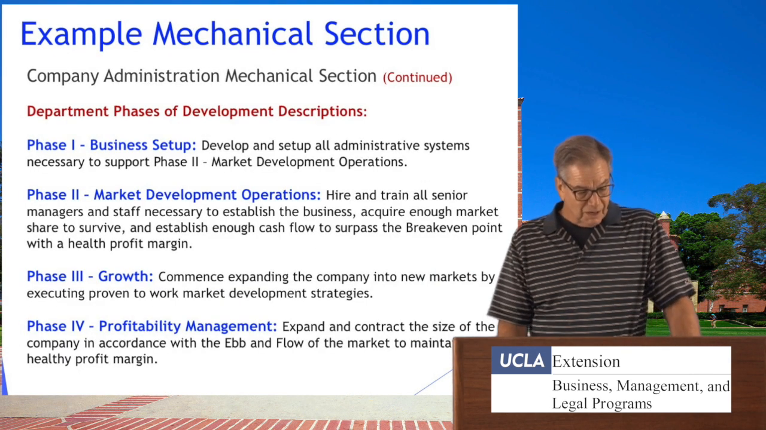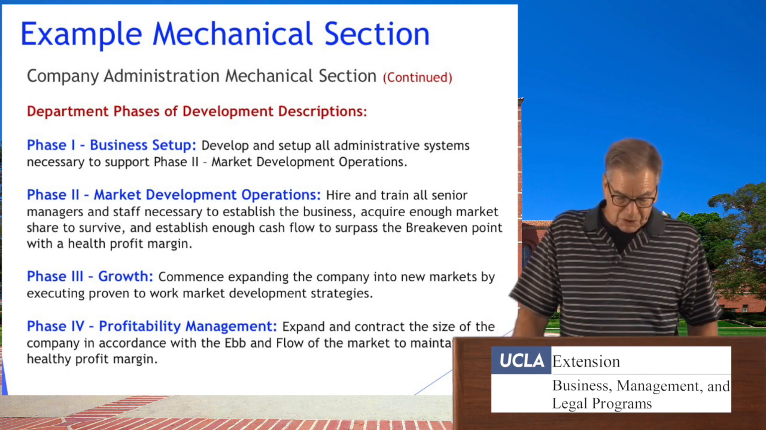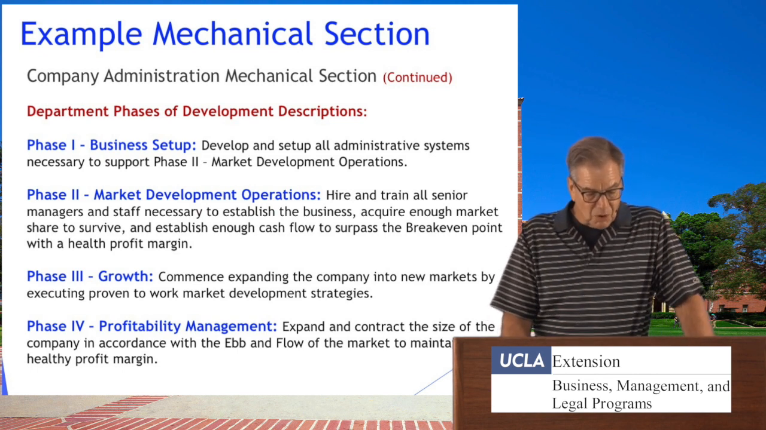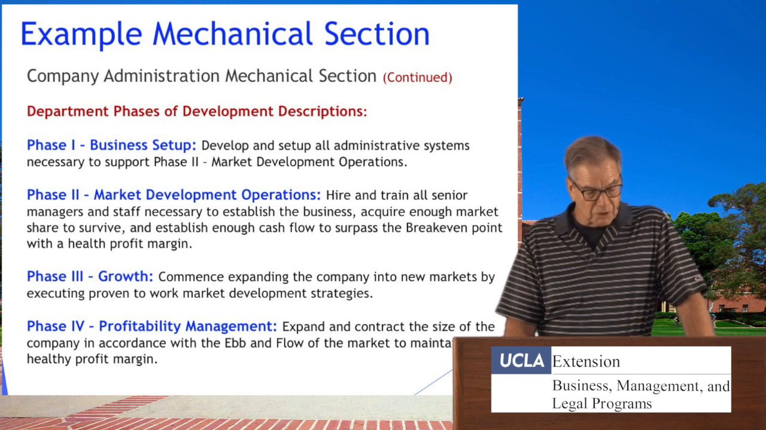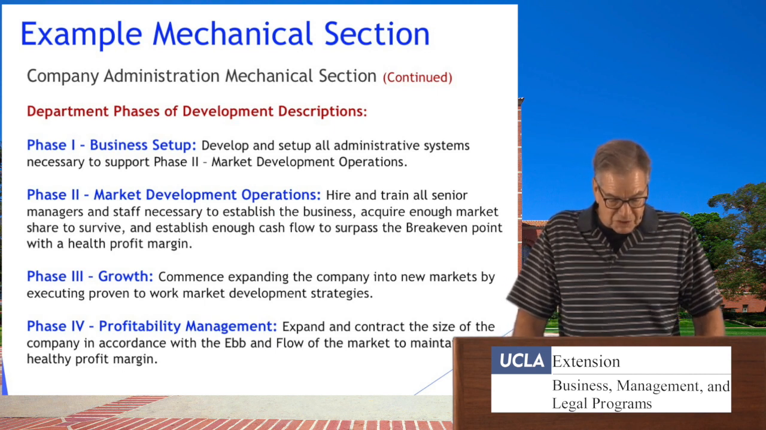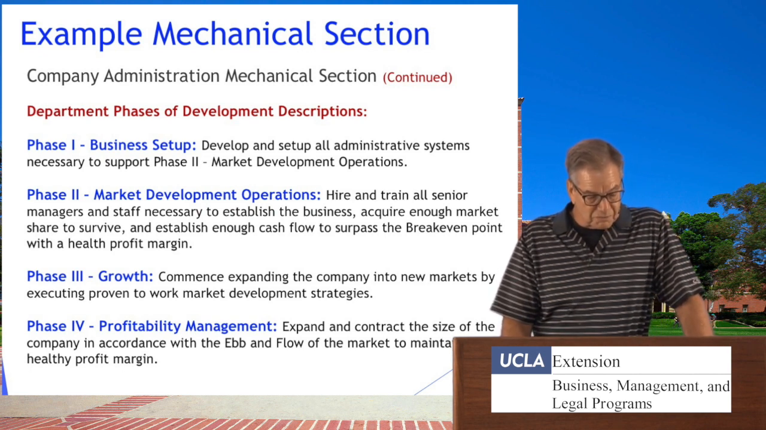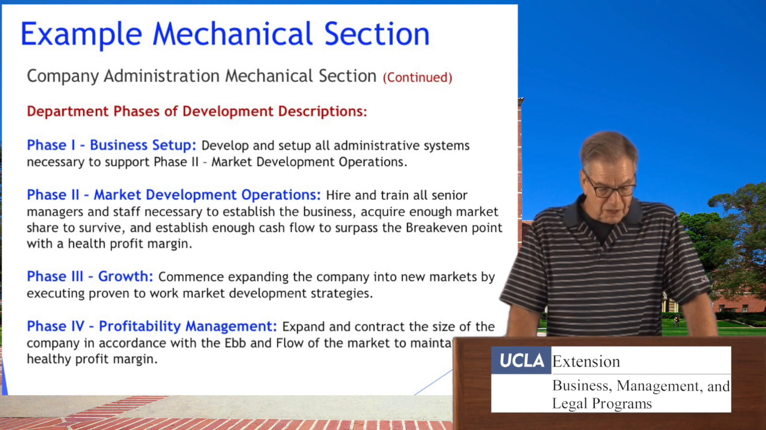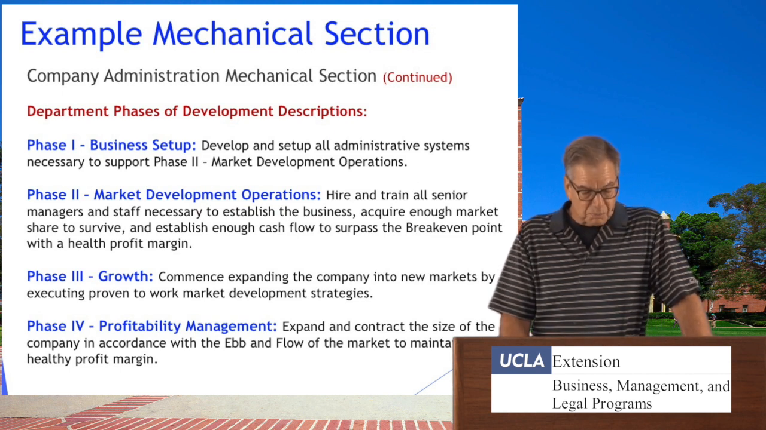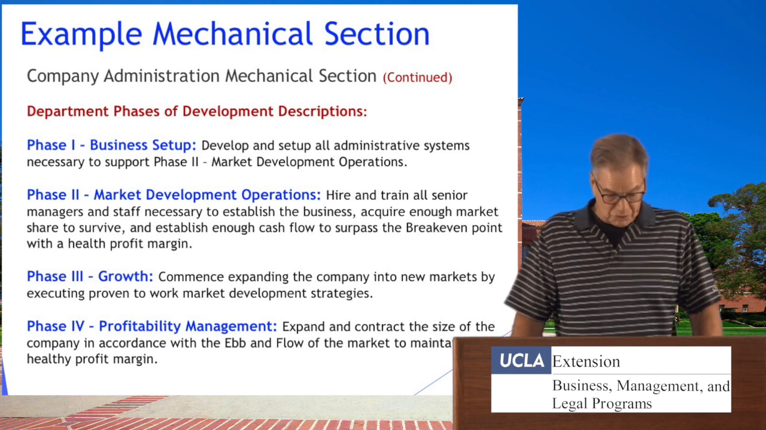And then department's phases of competitive development. Phase 1, business startup: develop and set up all administrative systems necessary to support Phase 2, market development operations. Phase 2, market development operations: hire and train all senior managers and staff necessary to establish the business, acquire enough market share to survive, and establish enough cash flow to surpass the break-even point with a healthy profit margin.